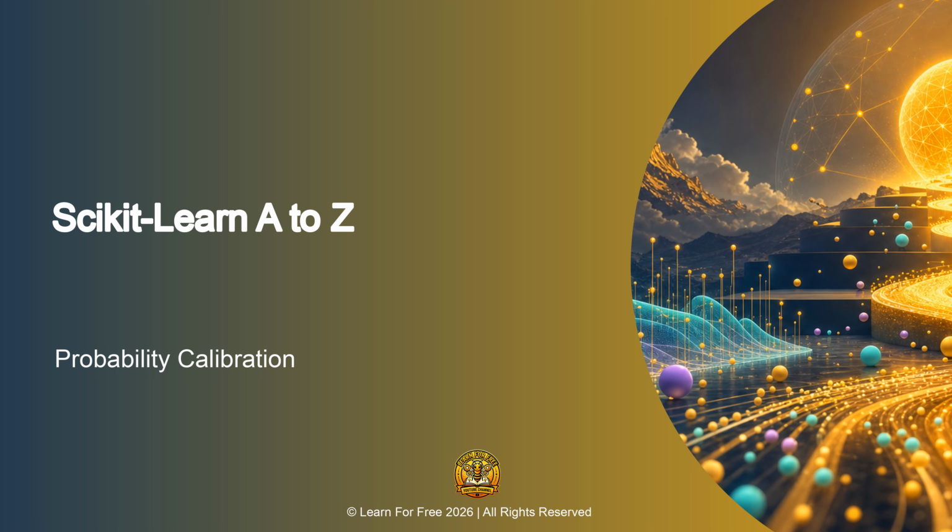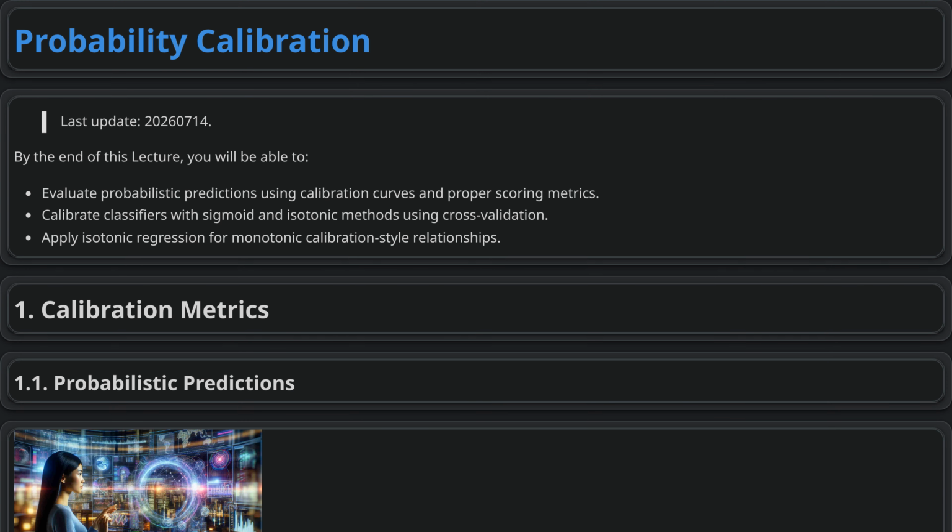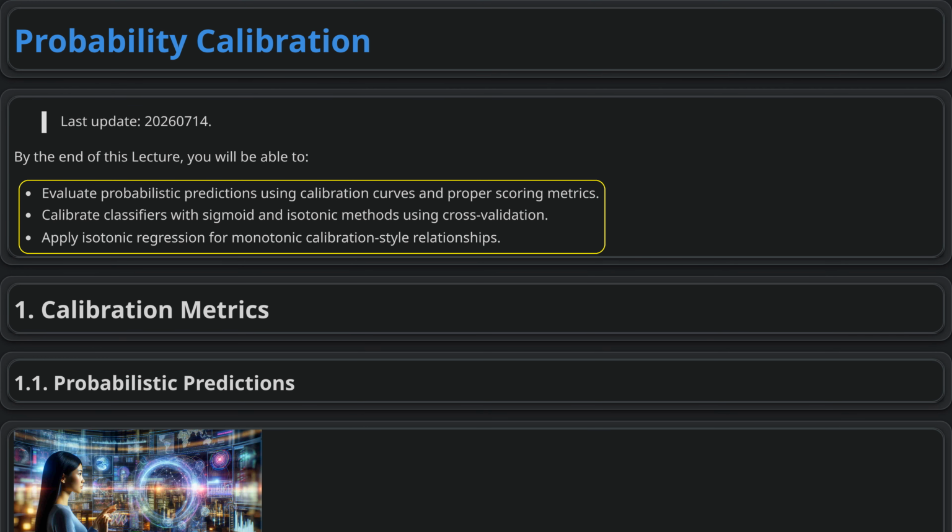Module 15, Lecture B, Probability Calibration. By the end of this lecture, you will be able to evaluate probabilistic predictions using calibration curves and proper scoring metrics, calibrate classifiers with sigmoid and isotonic methods using cross-validation, and apply isotonic regression for monotonic calibration-style relationships.